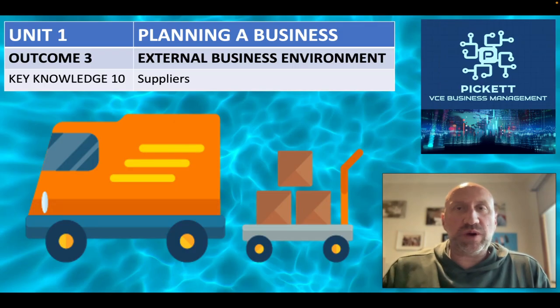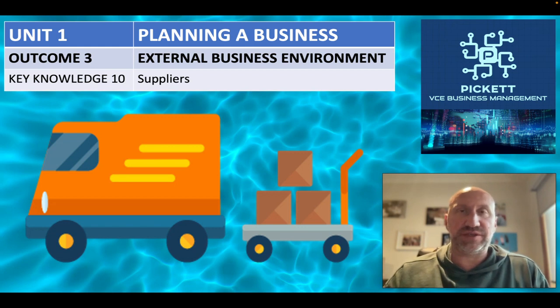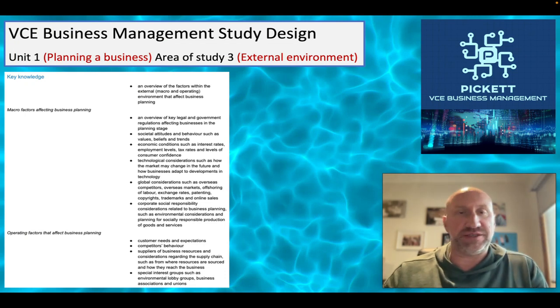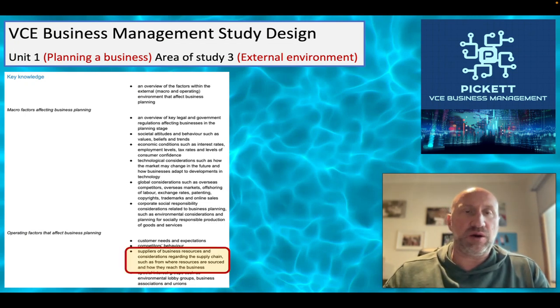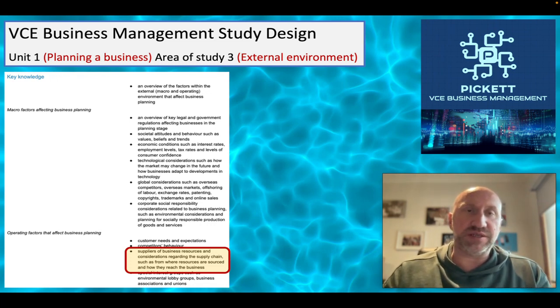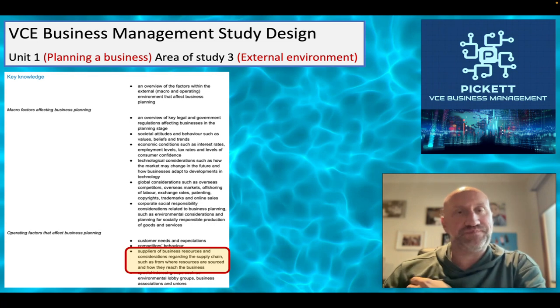All right, guys, welcome back to the 10th key knowledge dot point, this third and final outcome in Unit 1. And this one is all about suppliers. Okay, so here we are in our study design. We can see suppliers of business resources and consideration, so on and so forth. You can see only one more after this. So this is the penultimate key knowledge dot point in the outcome and in Unit 1.